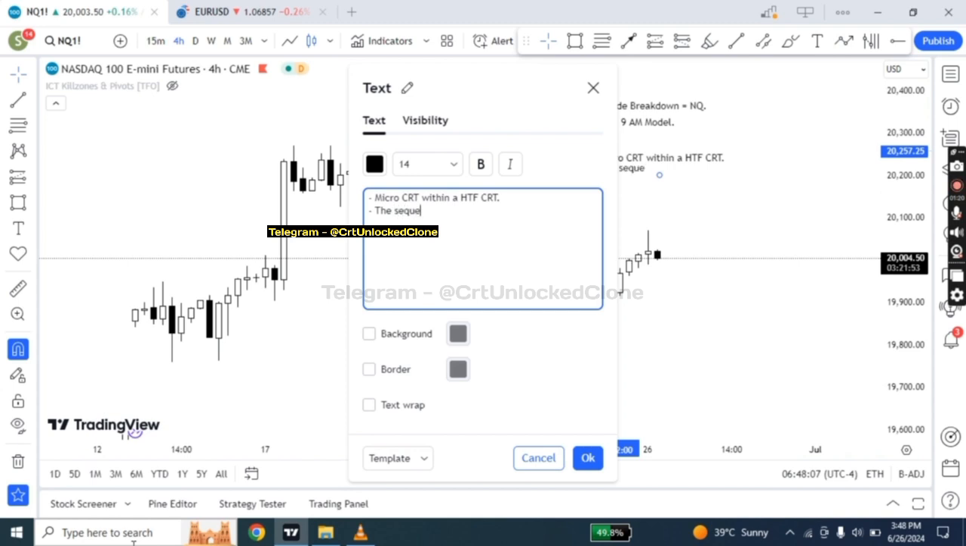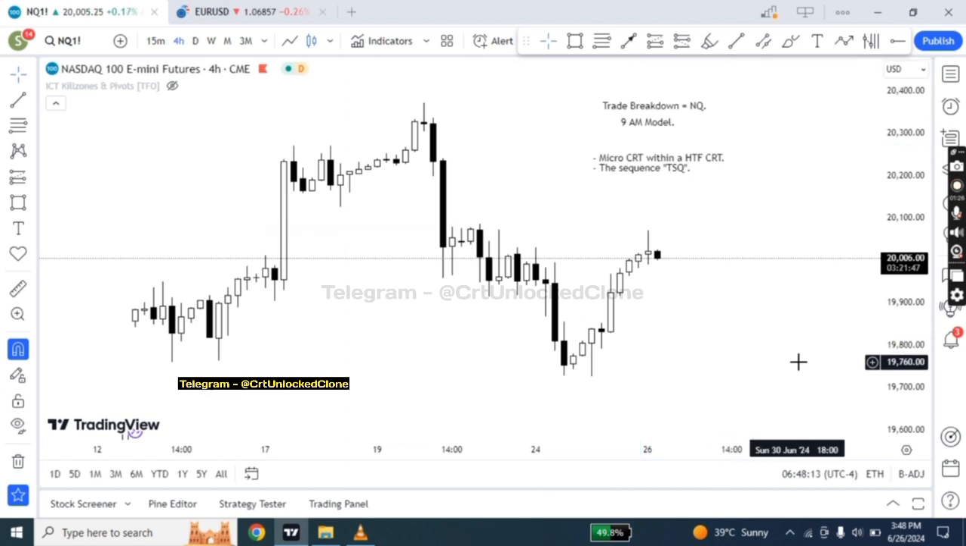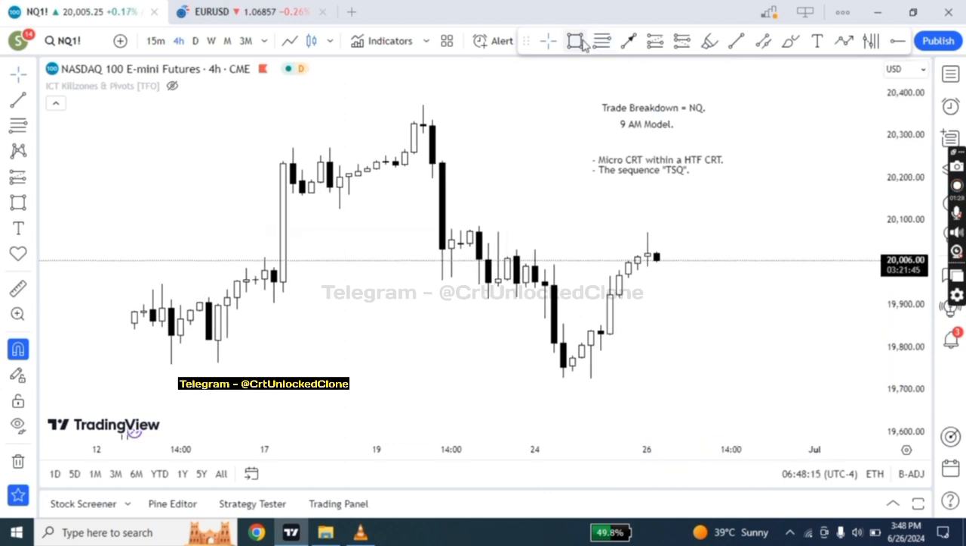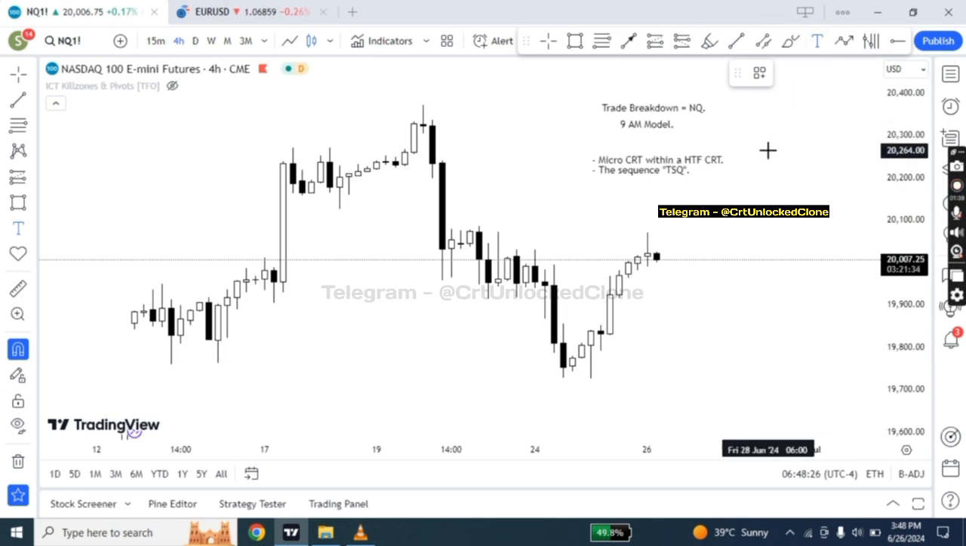We'd also be discussing some parts of TSKO, or the sequence, which is basically the sequence of moves that occurs or forms inside a CRT before the target is reached. TSKO has multiple sequences and I'm going to discuss it briefly later in the video. But for now, let's get into the breakdown.